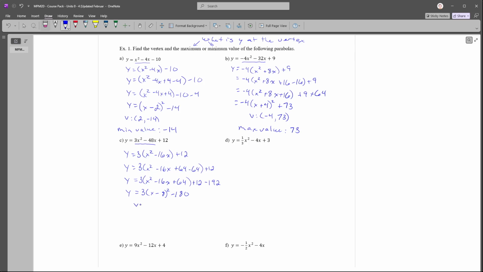So what's our vertex located at? So (h, k): h is positive 8, and k is negative 180. That is quite the vertex. Now, is it a max or a min? Well, if we look, we can see that our a value is a positive number, which means it opens up, which means it's a min value. It's a min value of what? Negative 180. There we go.